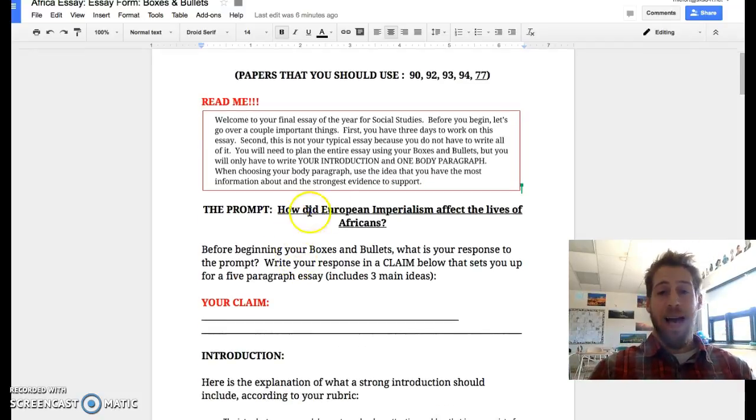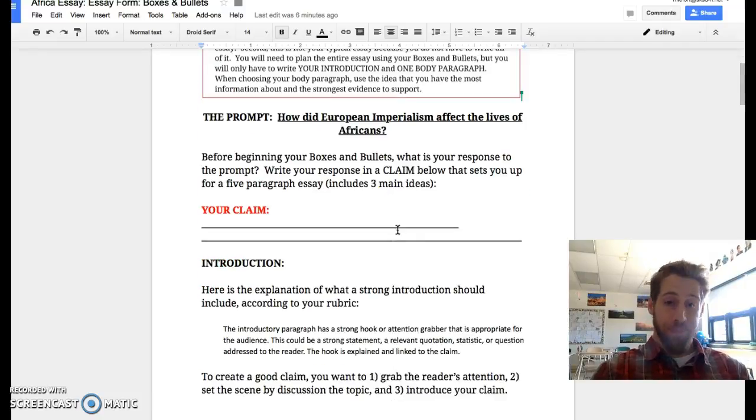Your prompt: how did European imperialism affect the lives of Africans? The way that we've said this in conversation, how did Europe mess up Africa? Looking for three main points. Again, check out paper 94. You probably already thought about this. Before beginning your box and bullets, what is your response? So let's start with that.